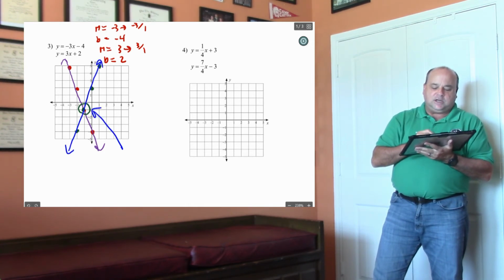Draw an arrow to the intersection point, and that would be -1, -1, wouldn't it?